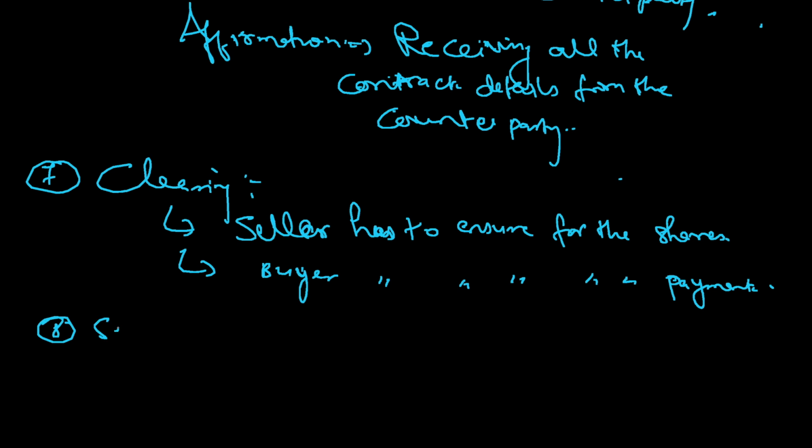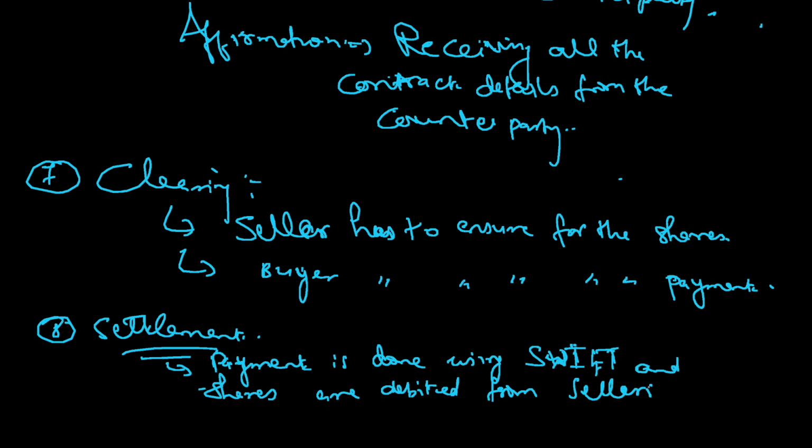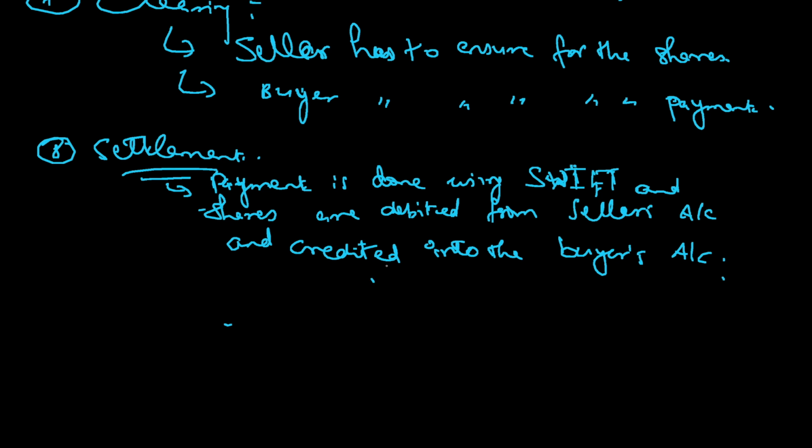The next one is settlement. Settlement refers to exchange of ownership. So here payment is done using messaging systems like Swift. So this is a messaging mode. And shares are debited from the seller's account and credited into the buyer's account. Fine. So these are the steps.